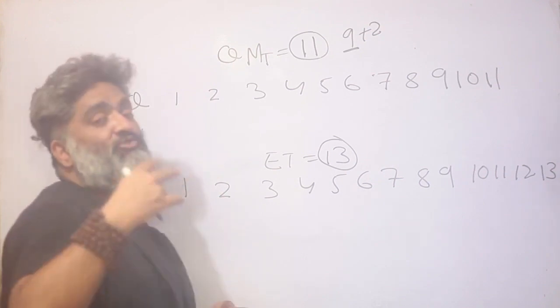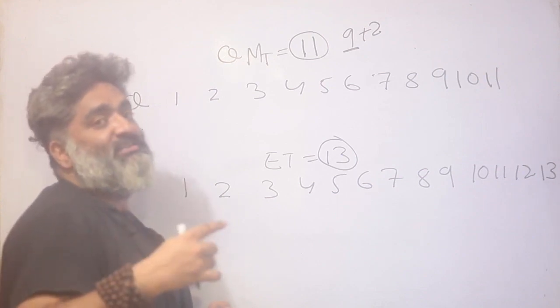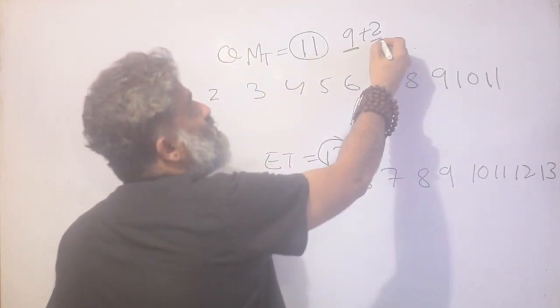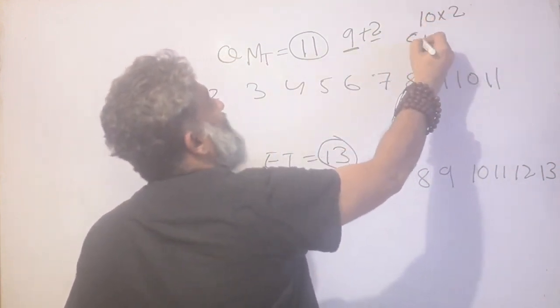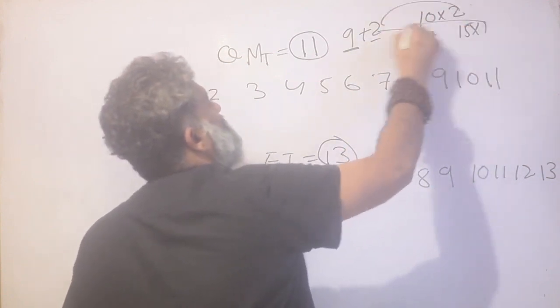Why? Because you could have 2 questions of 10 marks each, or you could have one more question of 5 marks and another question of 15 marks. So as of now, I do not know whether this 2 represents 10 into 2, or whether it represents 5 into 1 and 15 into 1, right? 2 questions and 2 questions.